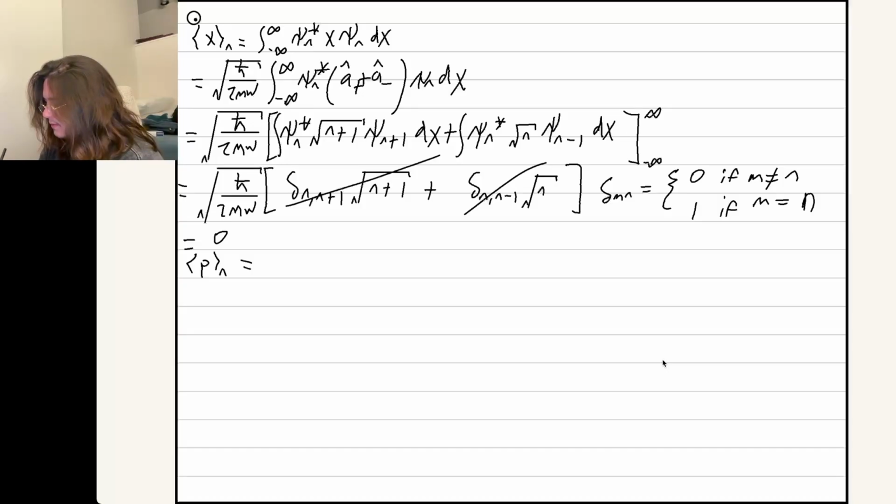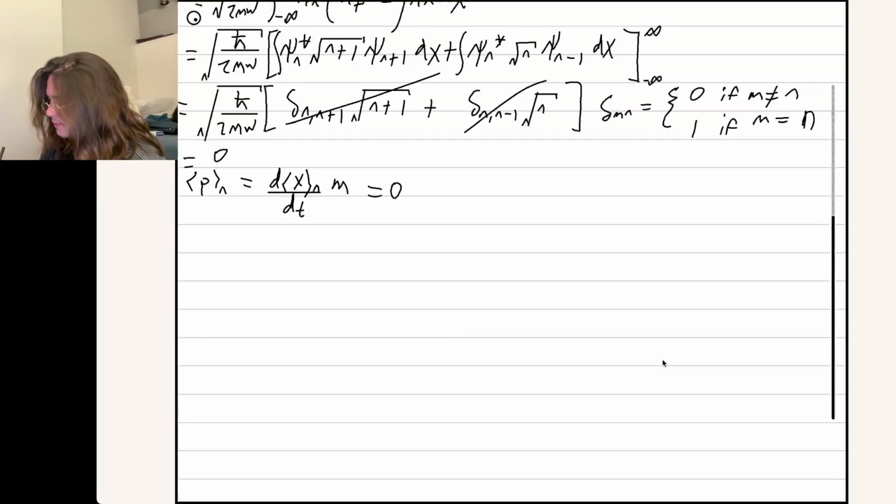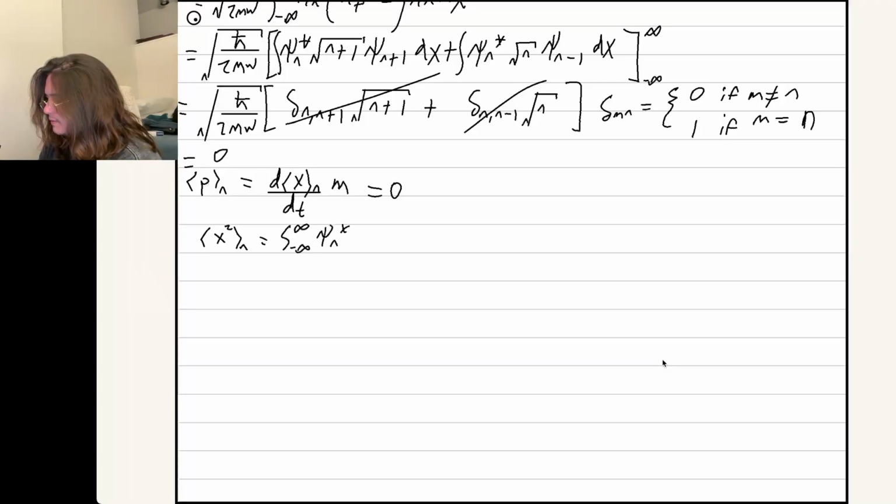Similarly, we can just use a bit of Ehrenfest's theorem to surmise that the expectation value of momentum for any of these states is also 0. So that is really cool. For x squared and p squared, though, we have different stories. So x squared of general wave function n is going to be the integral of psi n star x squared psi n dx.